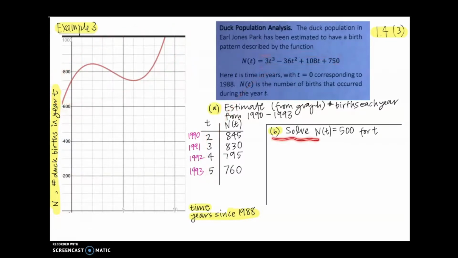Okay, here's our next task to do. Solve n of t equals 500 for t. I actually want you to pause the video and see if you can solve this on your own. Okay, so you've had a few minutes to think about the solution for this.